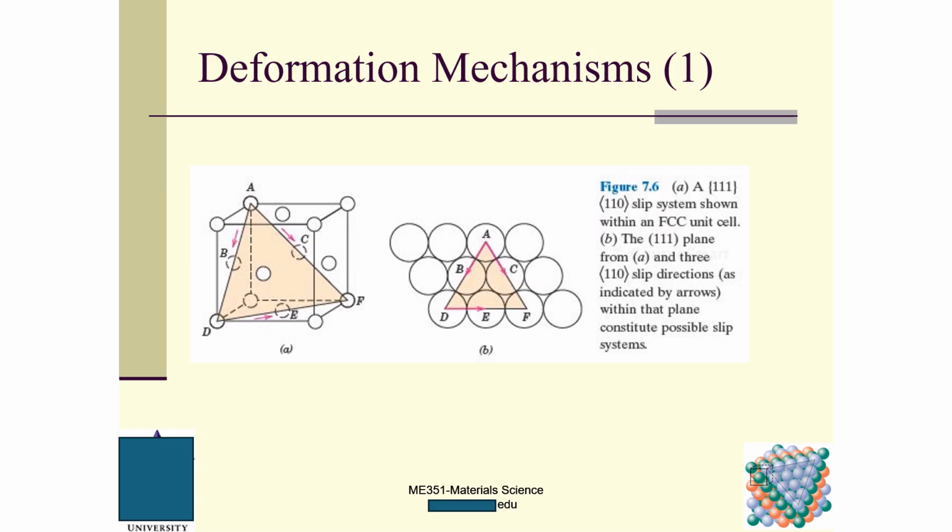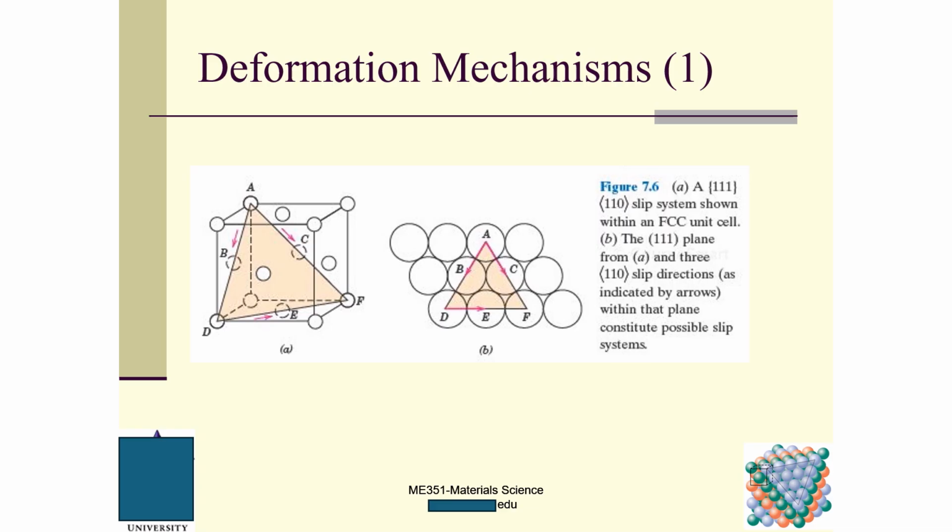This is figure B, the 111 plane from A and three 110 directions in the plane here. 111. This is a 110, 110, 110. These three planes are exactly the same, equivalent to each other physically. So as indicated by arrows here, you can see within that plane constitutes the possible slip systems.